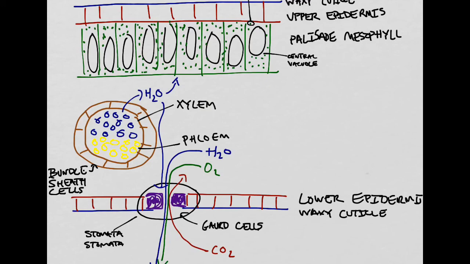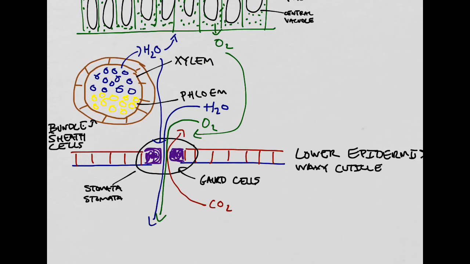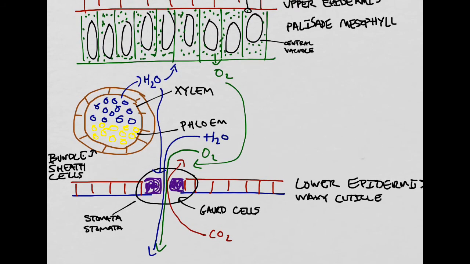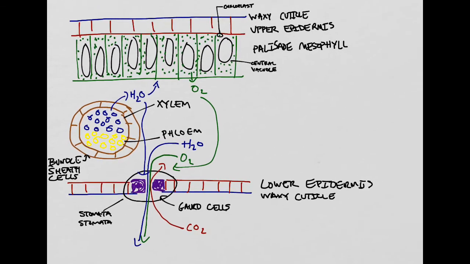Additionally, molecular oxygen, O2, is going to be produced in photosynthesis. It's going to move from the cells, from an area of high concentration to an area of lower concentration, out of the cells. And CO2, which is higher outside the cell than inside the cell, is going to diffuse in through the stomates, or the stomata, if the guard cells are open.